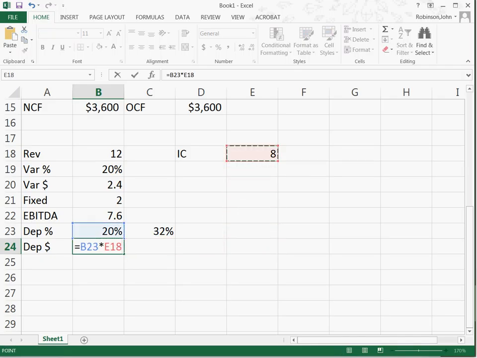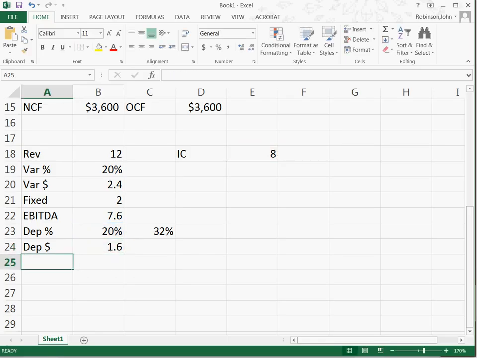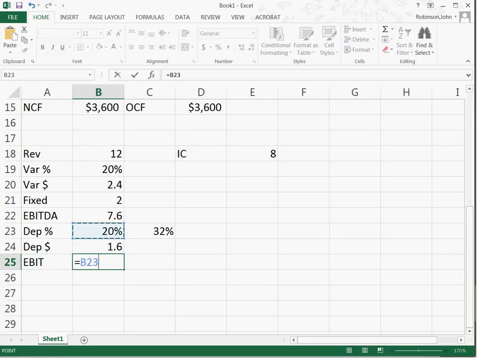And I'm going to hit F4 to lock that in because initial cost would be data that is separate from the calculations, in your set of cells that contain the given information. So with a depreciation of 1.6, then we can calculate the EBIT, which is just a subtotal of EBITDA minus depreciation. Get a value of 6.